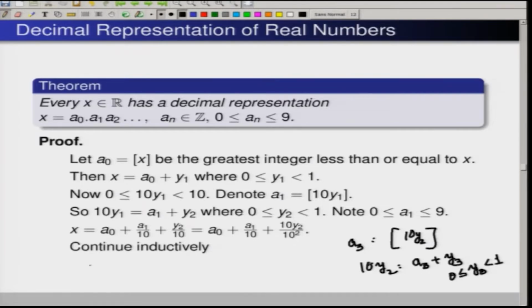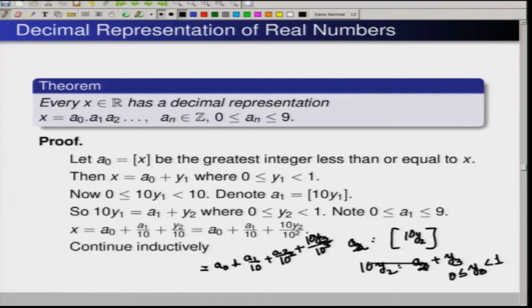So, now what you are going to get is x, this is also equal to a 0 plus a 1 by 10 plus a 2 by 10 square, I am sorry, I have to make it a 2, not a 3, call it as a 2. So, this is a 2 plus y 3, then a 2 by 10 square plus 10 y 3 by 10 cube.